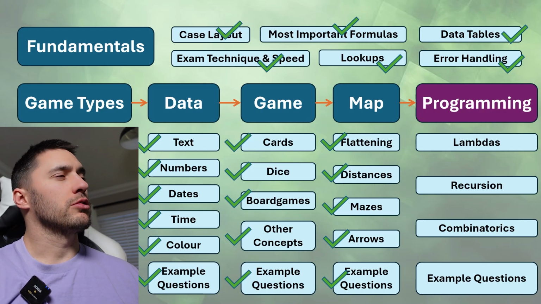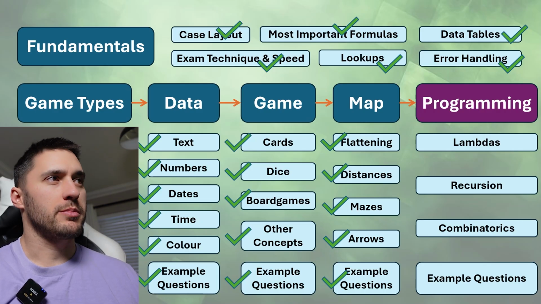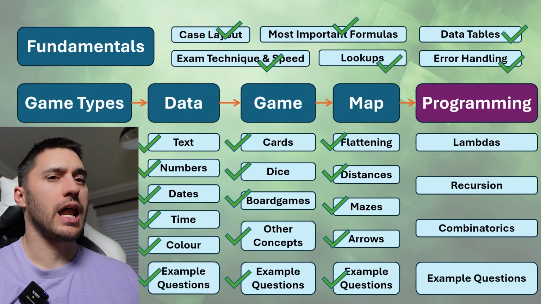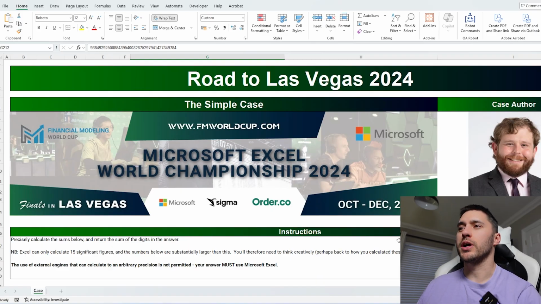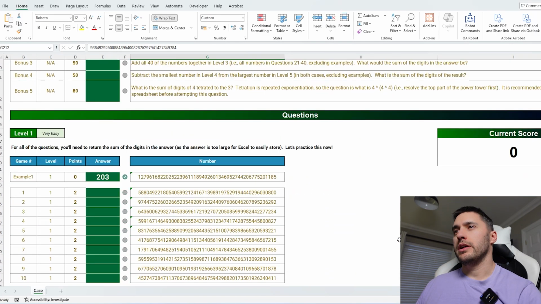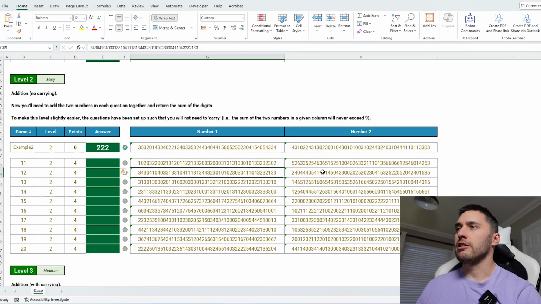This chapter is deliberately last because it's quite complicated and it can impact all of the other chapters in a positive way, especially with things like lambdas and pre-building functions for things that you do all the time. So a classic case that I think falls under the programming heading is the simple case. When we were faced with this, it was something we'd never seen before, and the concept is very simple. You're adding two very large numbers together.